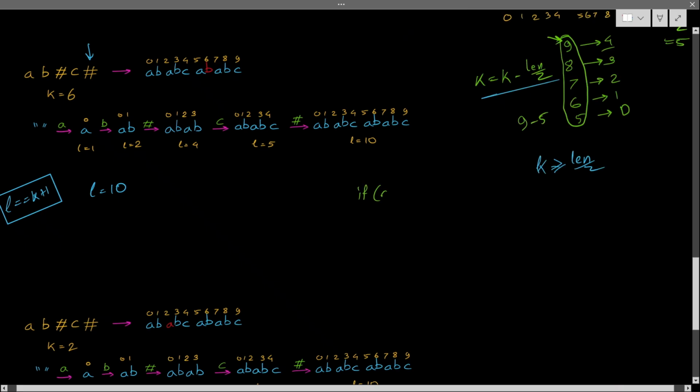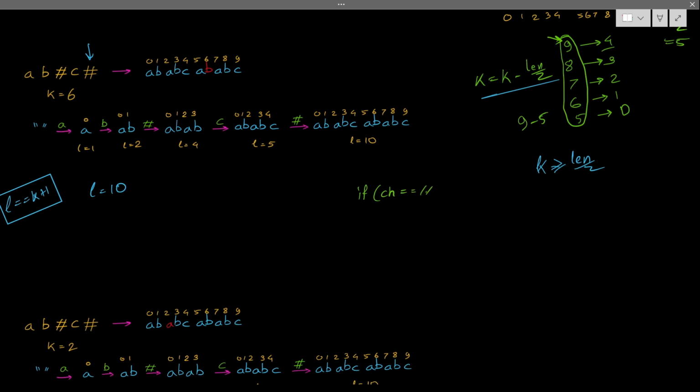If my character equals hash, I have to check a couple of things. First, I have to check whether my k is greater than or equal to my current length divided by 2. If that is the case, it's a redundant case, so I have to reassign it: k will be k minus length by 2. And if it is not the case, what does that mean?